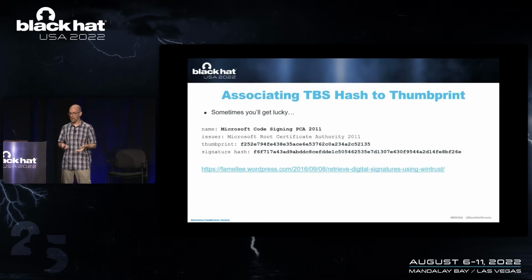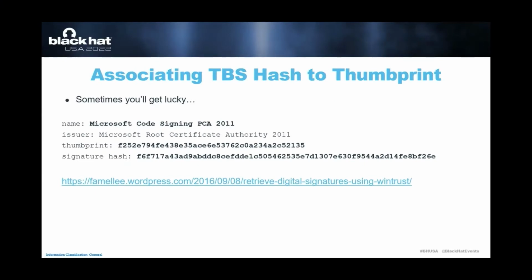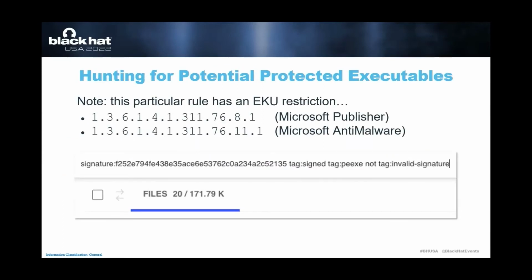Fortunately for this, there was one great website. Someone was trying to troubleshoot some signer issues, and right there on the website is the TBS hash right next to the thumbprint. So great, I had something that I could easily search for, that thumbprint hash. So I'll take that thumbprint hash and search for it in VirusTotal using the signature tag. And I got something like this.